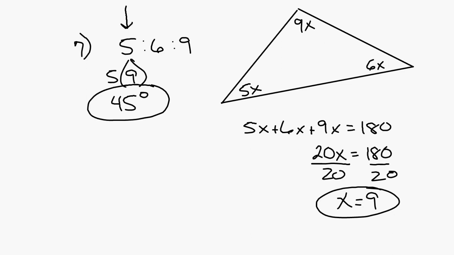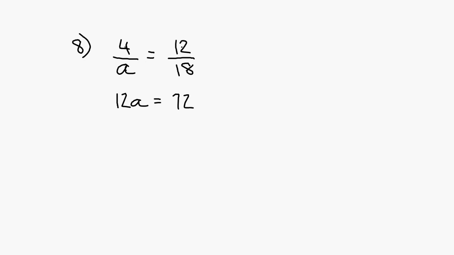Number 8. What is the solution to each proportion? You got 4 over a equals 12 over 18. You're going to crisscross multiply. So 12 times a is 12a. 4 times 18 is 72. You can divide both sides by 12. And a is equal to 6.